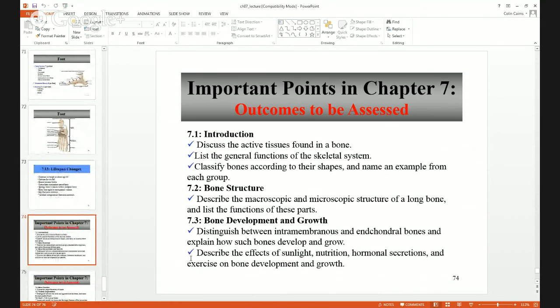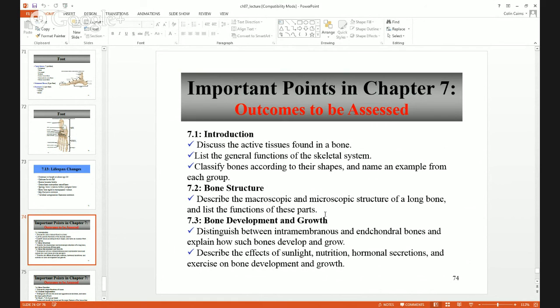Okay, so the outcomes to be assessed. We have to discuss the active tissues found in a bone, list the general functions of the skeletal system, classify bones according to their shapes, and name an example from each group. Example, a long bone, a flat bone, a short bone, and an irregular bone. We should be able to name a bone example of each group.